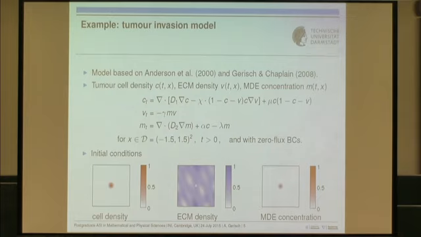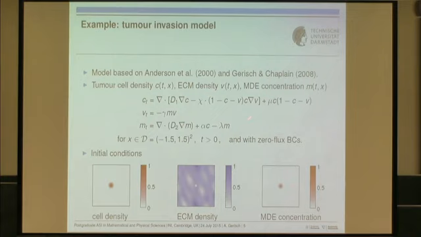The matrix degrading enzyme M is produced by the tumor cells. That's this term here, plus alpha C. It degrades upon contact with the extracellular matrix. The MDE can naturally decay, it diffuses in the domain, and what are our cells doing? Well, there's a random motility term here, so they move around a little bit, and there's a chemotaxis or haptotaxis term in this case, so they move up gradients of the extracellular matrix to invade, and there's a logistic type growth term where we take the available space as the limiting factor.